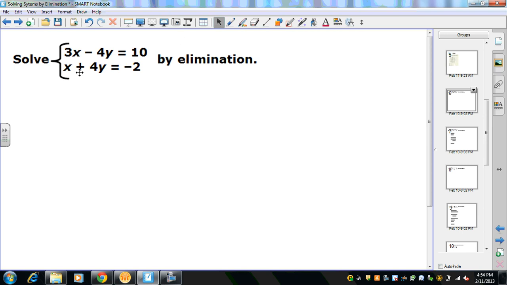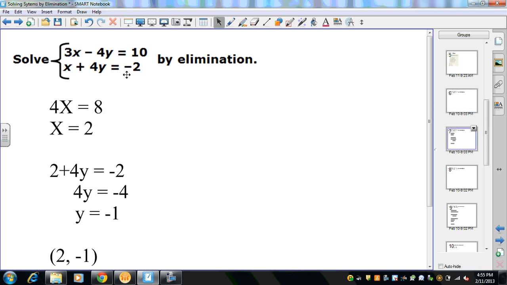So again, I want to solve the system 3x minus 4y equals 10 and x plus 4y equals -2 using elimination. And what I mean by elimination is, looking at this problem right now, I can't solve these because I have two variables in here. However, if I eliminate one of the variables, leaving only one variable, then I can solve the system. So that's what we're going to do. We're going to eliminate a variable, okay?